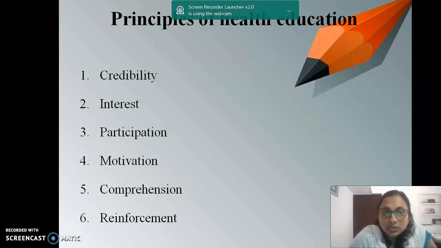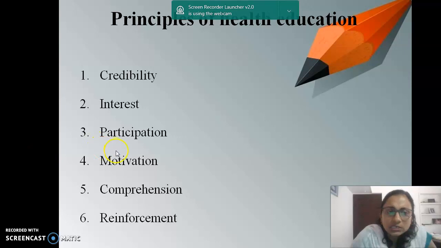Okay, and interest. We should consider the interest of the group, the interest of the audience, before giving health education. If the group is interested, then the process of health education will be easy. They will accept it and adopt it without any hesitation. Then participation. Audience participation is very important. Without participation of the public, they won't accept the message or the content.